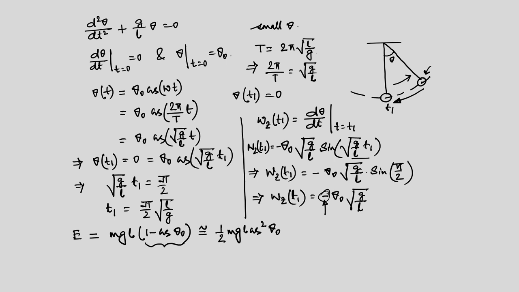Now, if we move further, when the bob is at the bottom, at this point we will only have kinetic energy, right. So, if that is the case, then there E is equal to kinetic energy, which is half m v square.